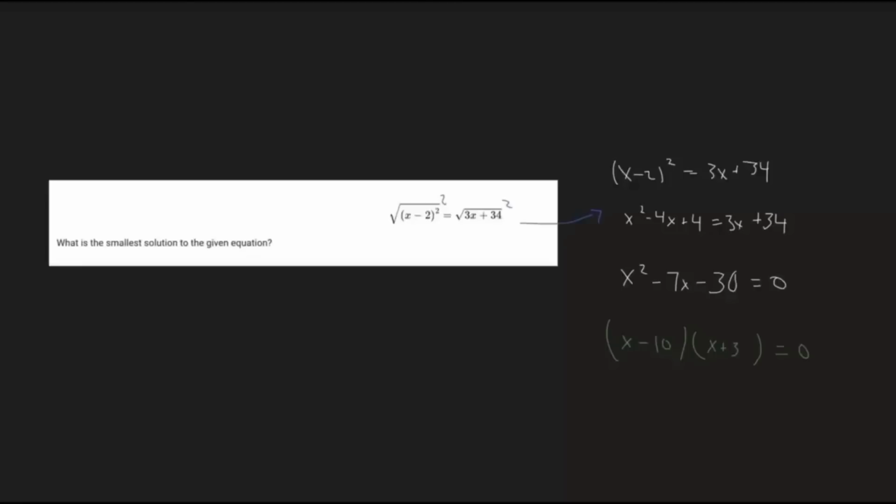And so now we want to solve for the x values, right? So we're going to set both of these equal to 0. So we have x minus 10 equals 0, and x plus 3 equals 0. And so we can find that x equals positive 10 and x equals negative 3. And so it wants the smallest solution to the given equation. And so we can clearly see that negative 3 is smaller than positive 10. And therefore negative 3 is going to be our answer.